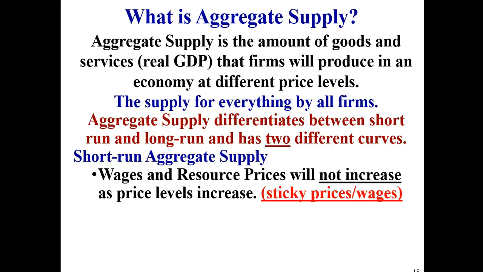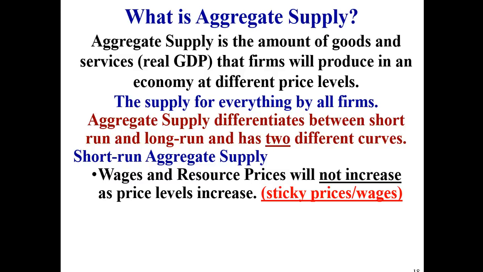What this means for producers is that if the price level rises, they can rush out there and take advantage of the higher price level, sell the product at a higher price without having to pay corresponding higher prices in wages and resource costs, so that they will benefit from that higher price level.